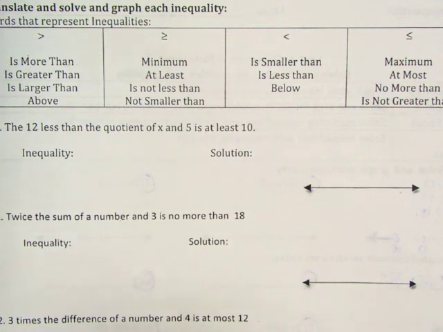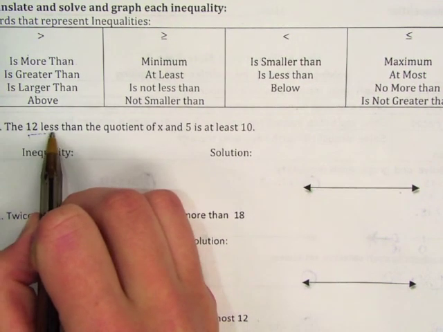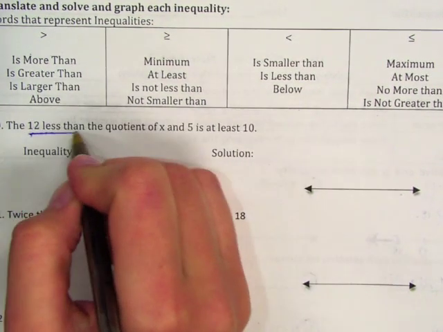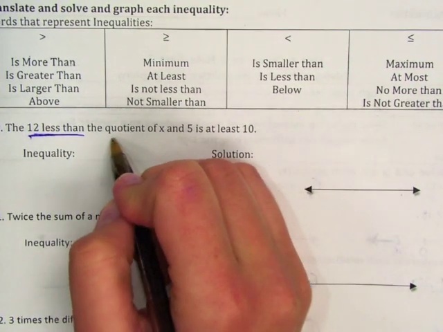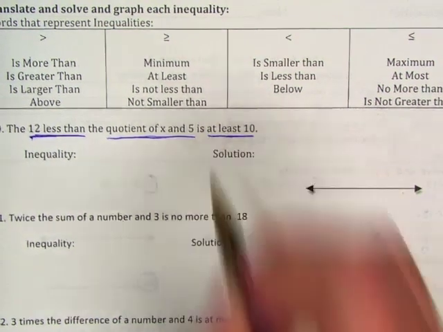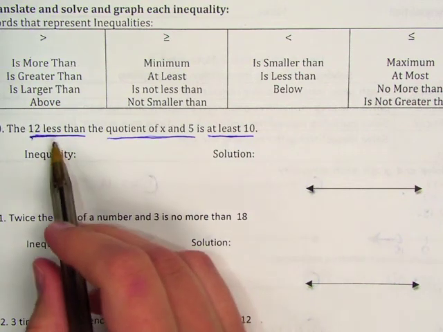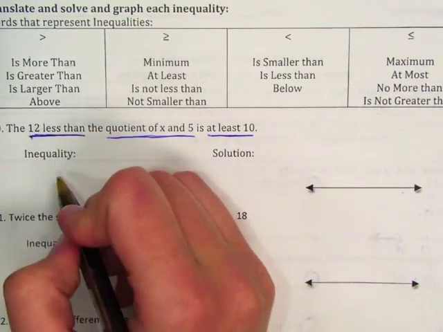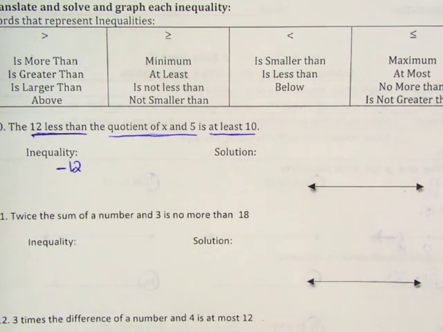Same idea. So, first thing you want to do is underline important words. So, it says the 12 less than, so the 12 less than is important. It's less than the quotient of x and 5, that's also important. And then is at least 10. So I'm going to start writing my inequality. 12 less. Well, if I see 12 less, I know I must be something minus 12. So I'm going to write my minus 12 down.